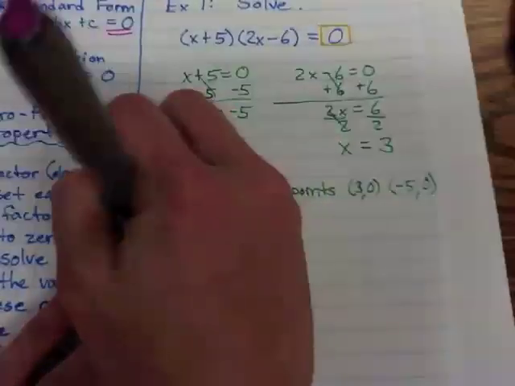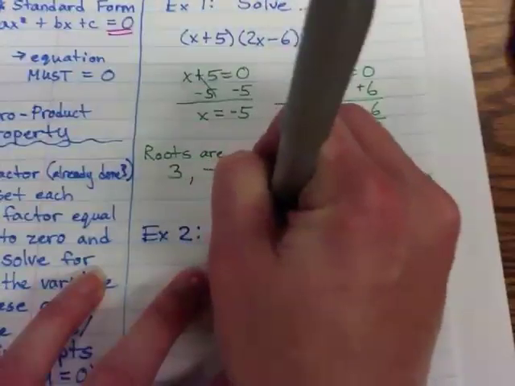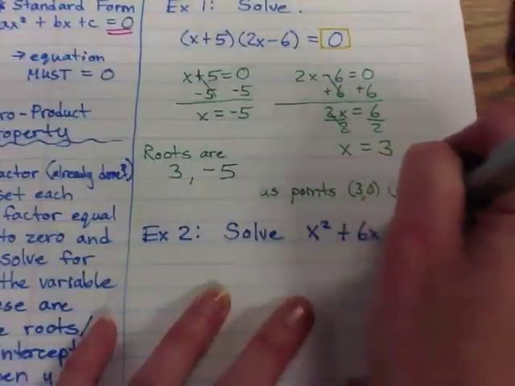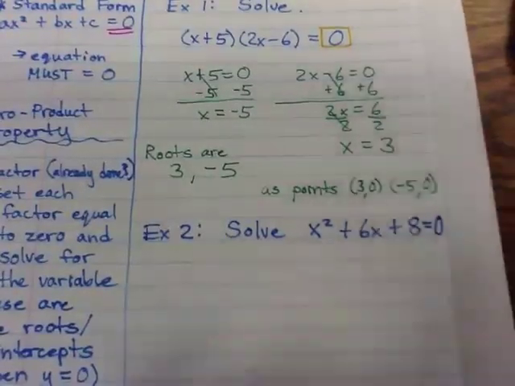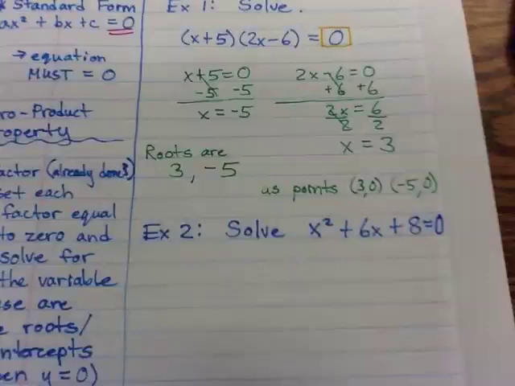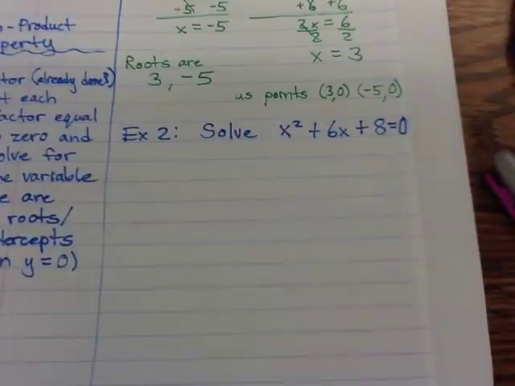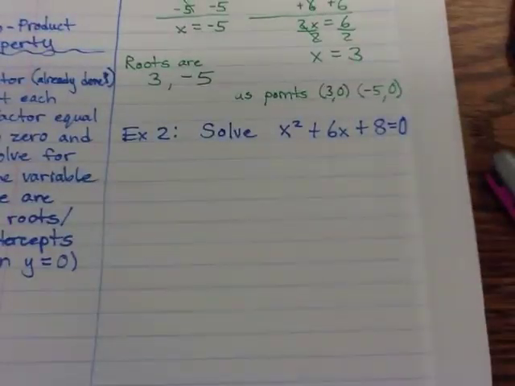Okay, example 2. Solve x squared plus 6x plus 8 equals 0. What should you always check for right away before you do anything on these? Is it equal to 0? You have to check that. Get used to checking that right away, because if it's not equal to 0, you need to do that first before you do anything else.